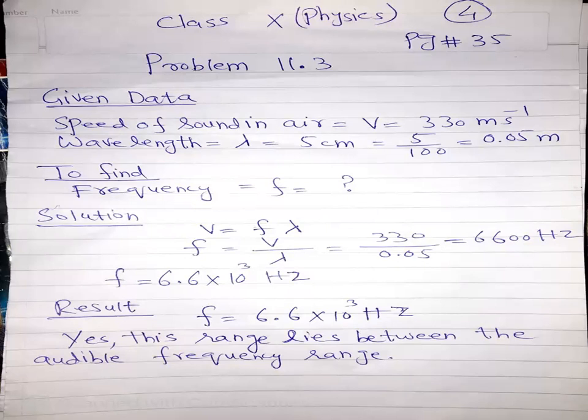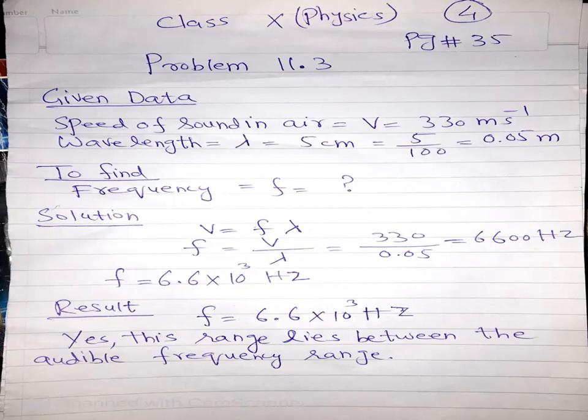Again, I repeat this numerical statement first. At a particular temperature, the speed of sound in air is 330 meters per second. If the wavelength of the note is 5 centimeter, calculate the frequency of the sound waves. We need to find out the frequency of the sound wave. And the second thing we need to find out is whether the frequency is in the audible range of the human ears. When we discussed the audible frequency range, I told you the human ear's audible range is 20 hertz to 20,000 hertz. So we will check this as well.